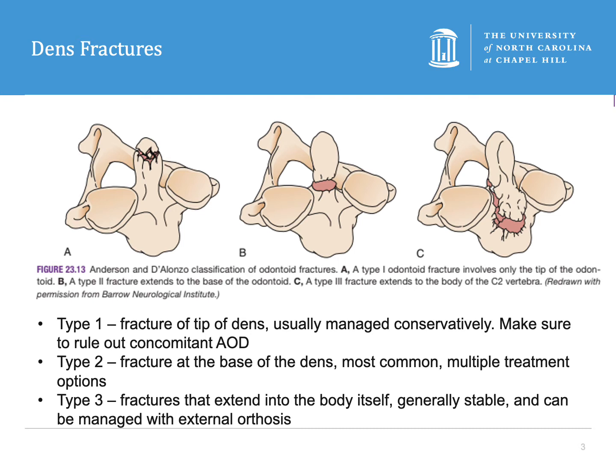Type 2 fractures are fractures at the base of the dens. This is the most common and is quite common in the elderly, as the vascular supply at the base of the dens is poor, and subsequently the bone quality is poor here as well. There are multiple considerations for treatment options of this, and we're going to discuss that in the next slide. And then type 3 fractures are fractures that extend within the body itself.